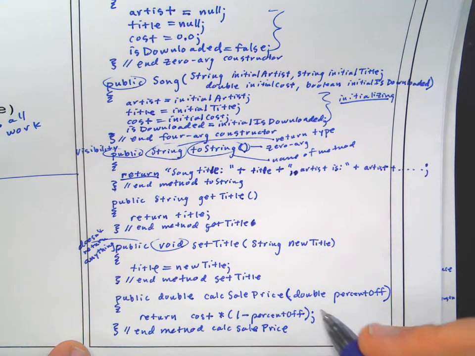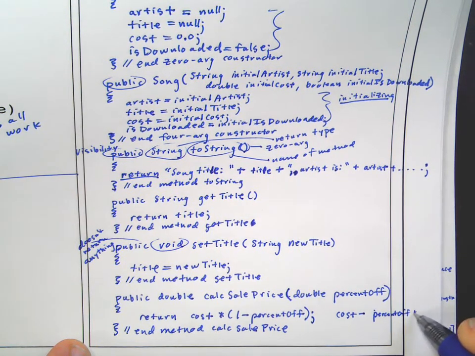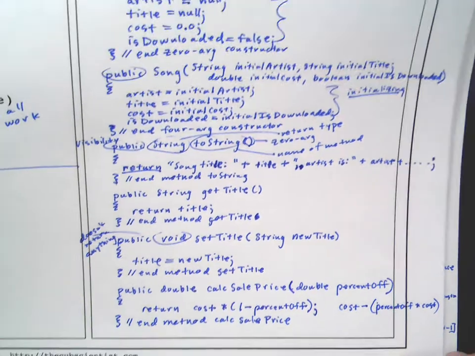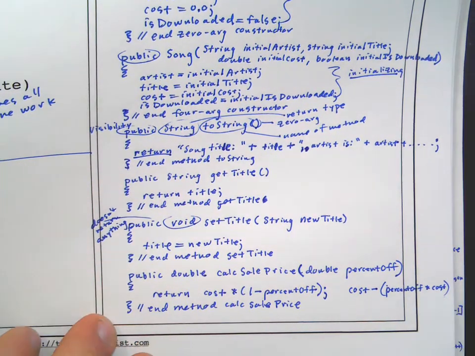I mean, there's other ways we could do it. I think you could do cost minus percent off times cost. You might want to put parentheses around that. I think Java will do that multiplication first. Java does do some order of operations for you, but the parentheses wouldn't hurt. So I think that's another way of doing it.